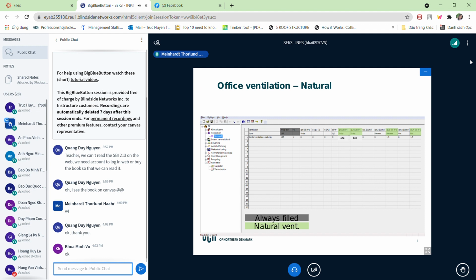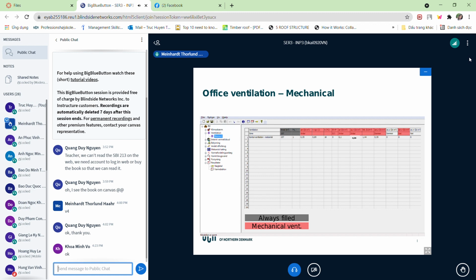Okay. If we have a naturally ventilated building, you should only fill out these green parts for dwellings. If we have a mechanical, the red parts should be filled out. If we have a hybrid, these are the ones that should be filled out.